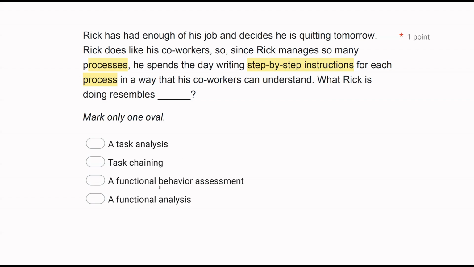And it's not a functional analysis. A functional analysis involves manipulation of antecedents and consequences in order to identify functions. It's not what Rick is doing. Rick is creating a task analysis for these processes, which then can be taught using task chaining.